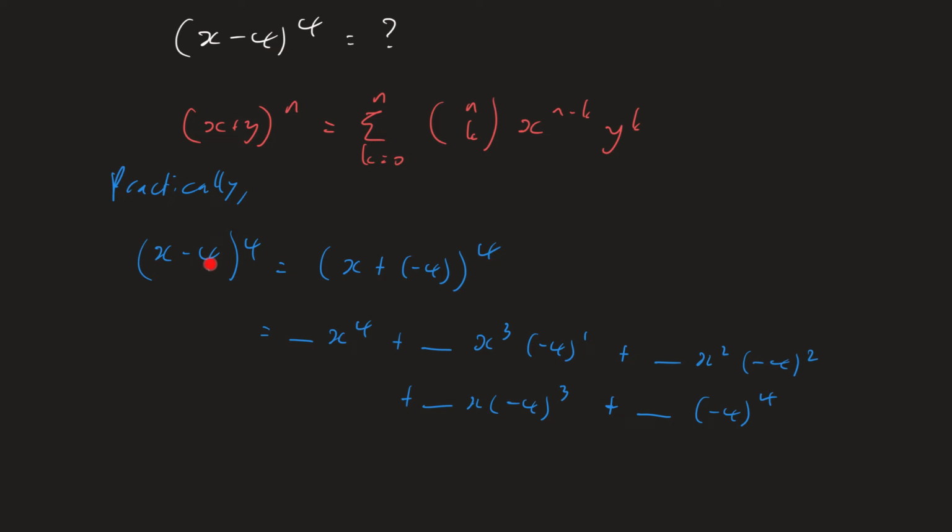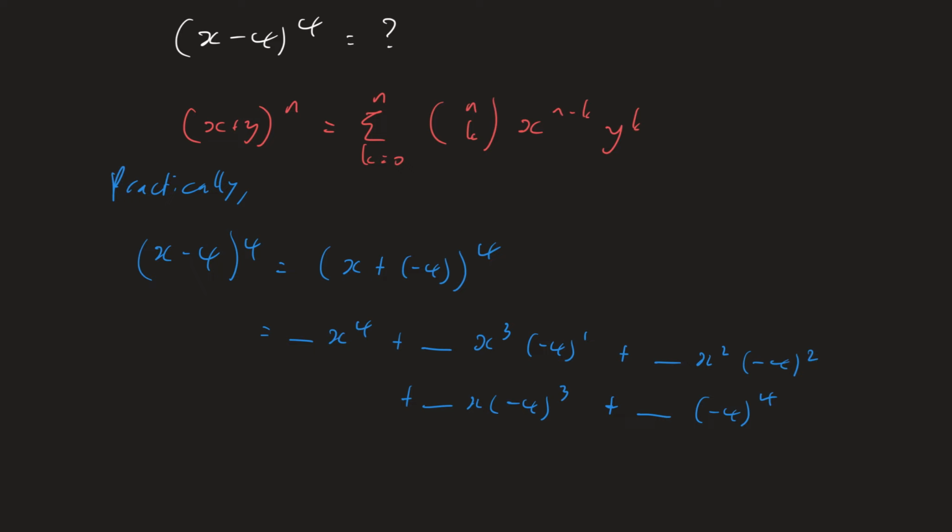So (x minus 4) to the power of 4 is equal to some number, depending on this magical coefficient here, times x to the power of 4. That's the first one to the power of 4, the second one to the power of 0. In other words, we ignore it. Then the next term, we've got some magic coefficient here, times one power lower, x to the power of 3, and negative 4 to the power of 1. Then x squared, negative 4 to the power of 2.